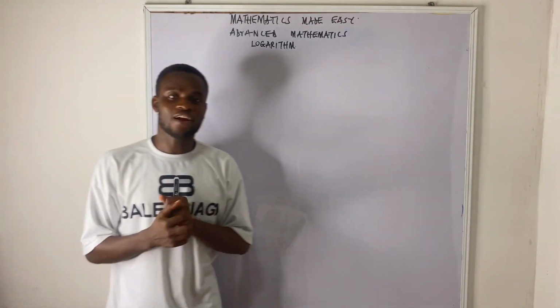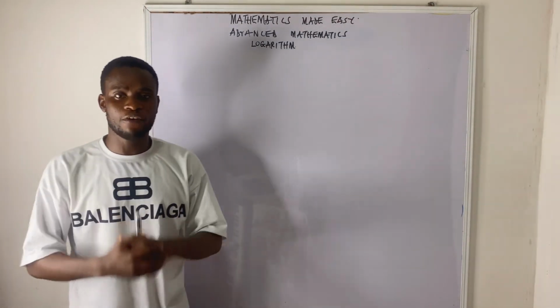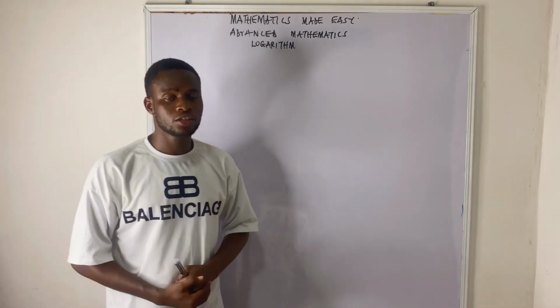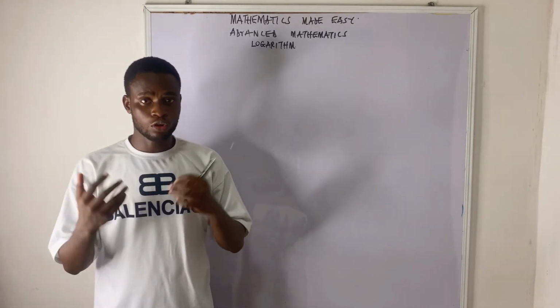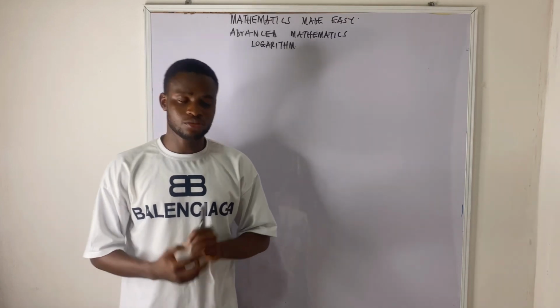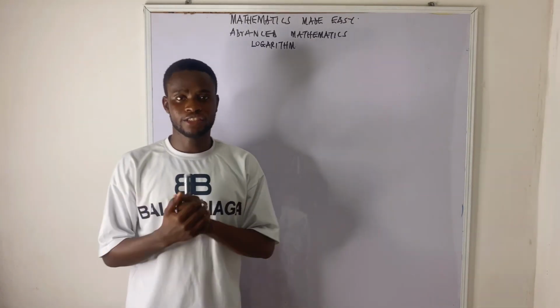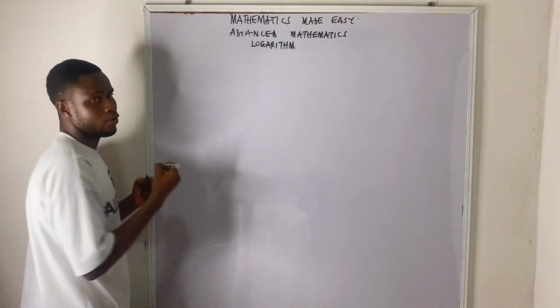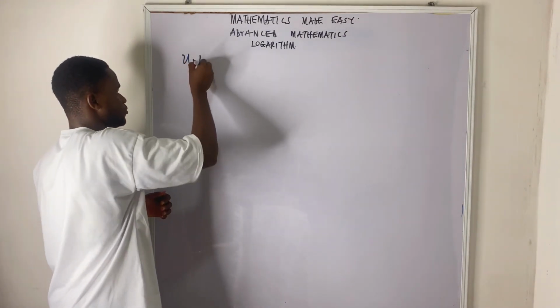Hello guys, welcome back to Mathematics Made Easy Volume 3 Part 2. Here we'll be learning logarithmic equation and as well as unknown logarithm from given values. So in the next tutorial we are going to consider the use of logarithm table. So let's start with unknown logarithms from given values.